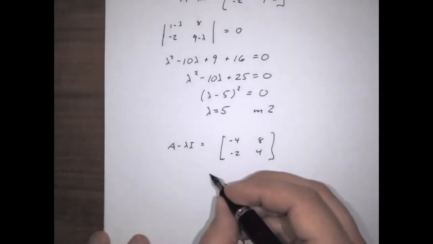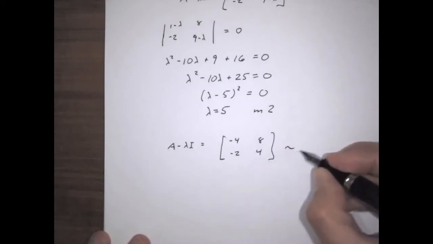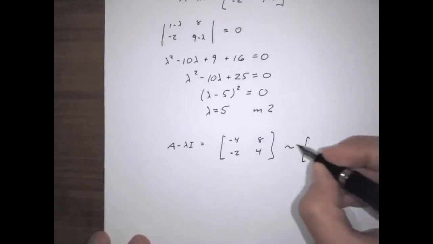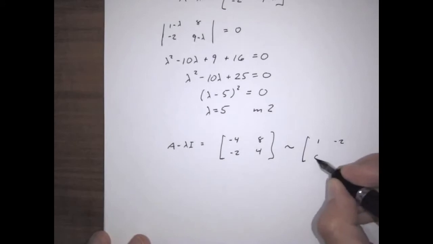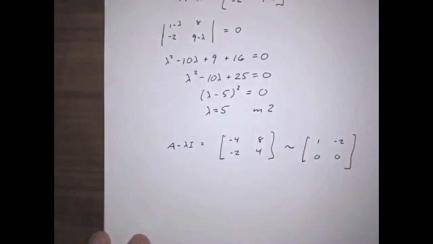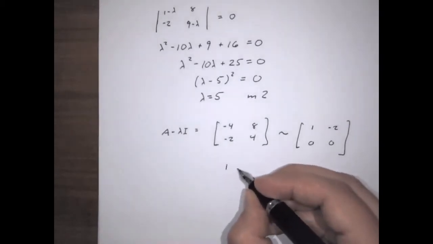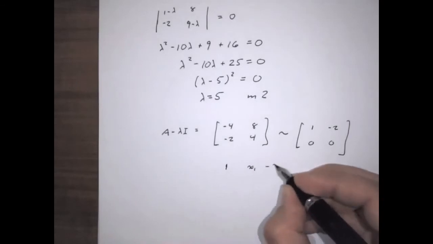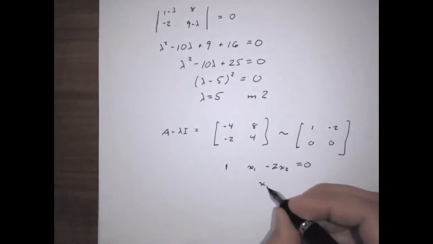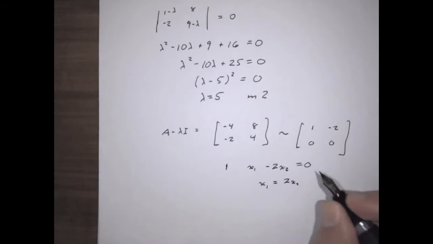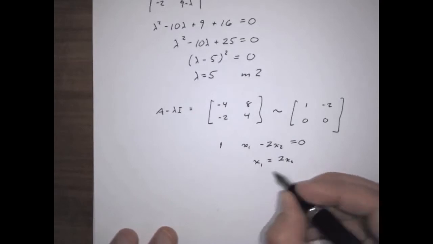In particular, these two rows will reduce down to, for example, 1, -2, 0, 0 as the reduced row echelon form. Essentially then, x1 minus 2x2 equals 0 is what we'd be looking for in an eigenvector. So x1 equals 2x2, which has a solution where x1 is equal to 2 and x2 is equal to 1.